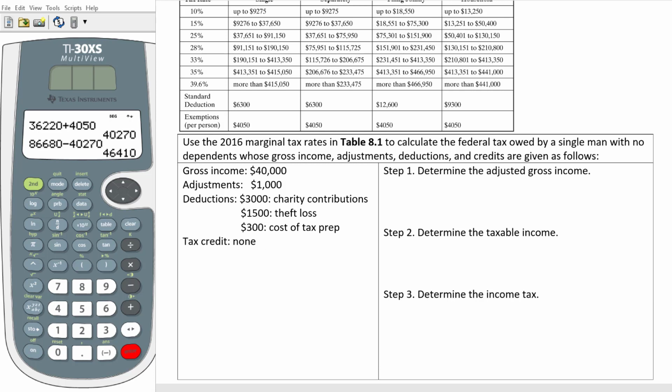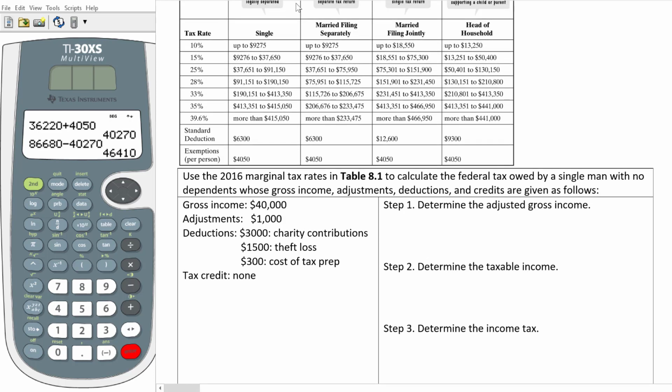Now there's more information that we're going to need to get from the table above. So let's take a look at that table right now. It says this is a single man with no dependents. Okay, so we are going to be filing as a single man here. Okay, so that's the column that we're going to be looking in.